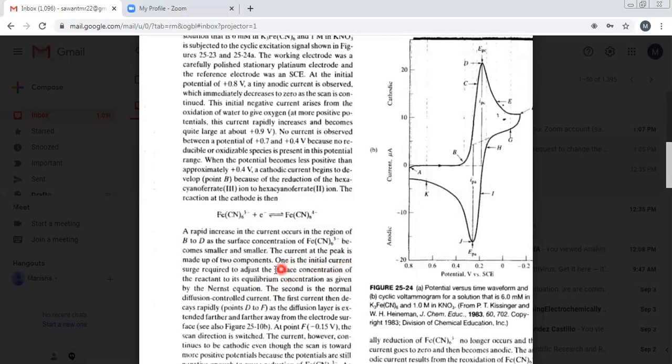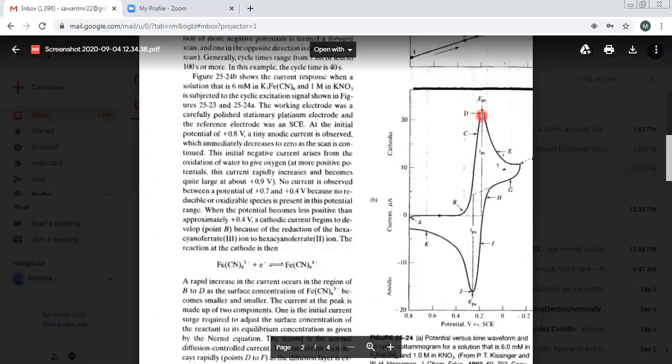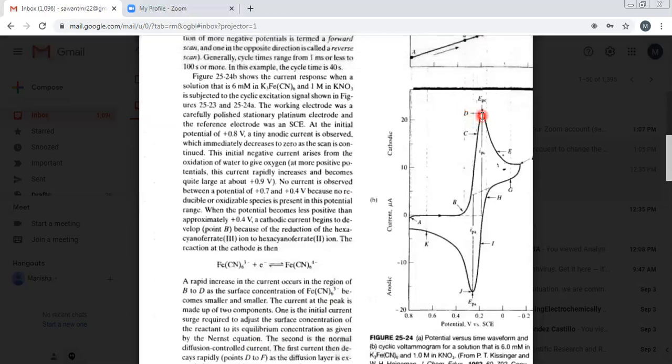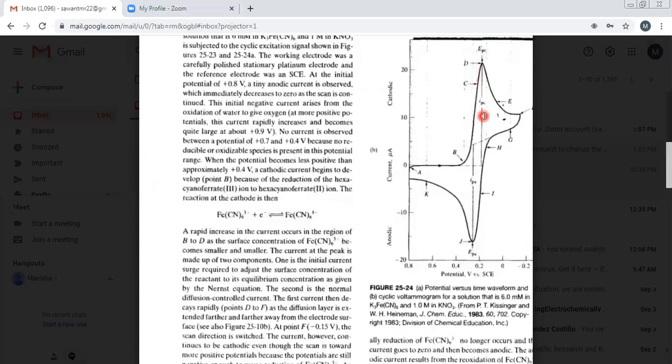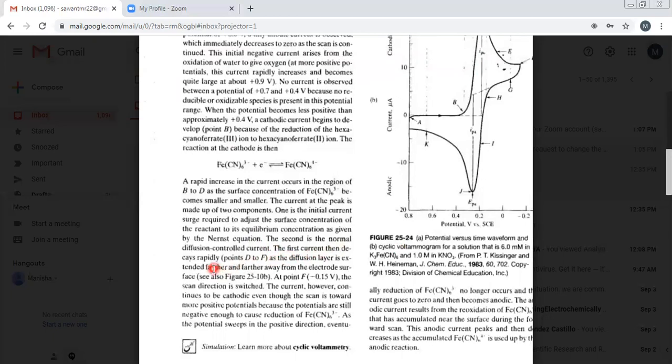One is the initial current surge to adjust the surface concentration of the reactant to its equilibrium concentration as given by the Nernst equation. And the second is the normal diffusion control current. As we say in the case of polarography, the same thing is happening in the case of voltammetry. At this point, you are going to have a limiting value. You are going to achieve the equilibrium between the concentration at the electrode surface and the diffusion rate of the analyte from the bulk to the electrode surface. So this too will contribute to the peak current. As you start increasing the potential, you are going to reach the value of current maxima, and that will be indicated here. Okay. The first current then decays rapidly.